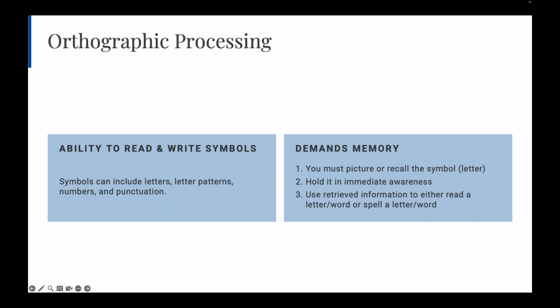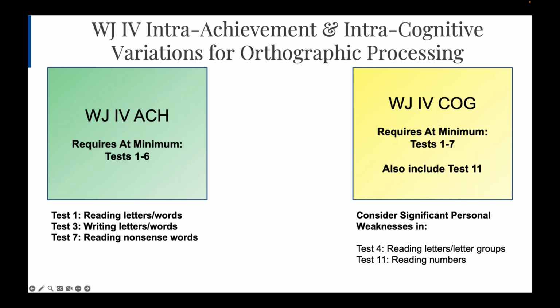And you might be asking, okay, what specifically can I do to look at fluctuations related to this area? Well, we can think about a couple of different options. If we think about looking at fluctuations within the WJ4 achievement or within the WJ4 cog, for those of you that have either or, when we're thinking about the WJ4 achievement, because orthographic processing is related to pronunciation and spelling skills, we can choose to review test 1 of the achievement, which requires reading letters and words, test 3, which is spelling, requiring the writing of letters and words, and we could look at test 7 of the WJ4 achievement as well, which is word attack, looking at reading nonsense words.